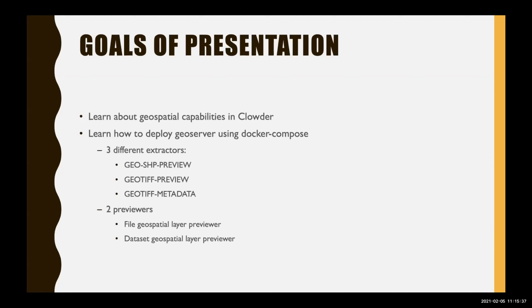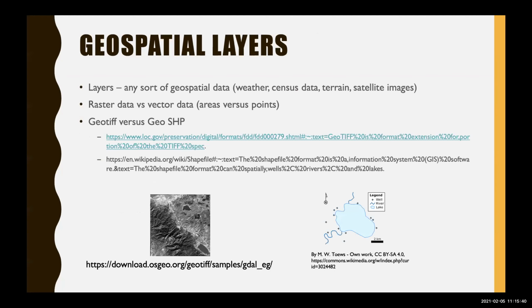I'll go ahead and move on to the next one. When it comes to layers, it can be any kind of geospatial data that you'd want to see on a map. There are generally two types of data: raster data versus vector data. Raster data is when there are areas that are tiled, as opposed to just latitude, longitude points on a map. And depending on the application, one type of data might be more appropriate than another. I've got a couple of links here, and some examples of these different sorts of files and data down here.